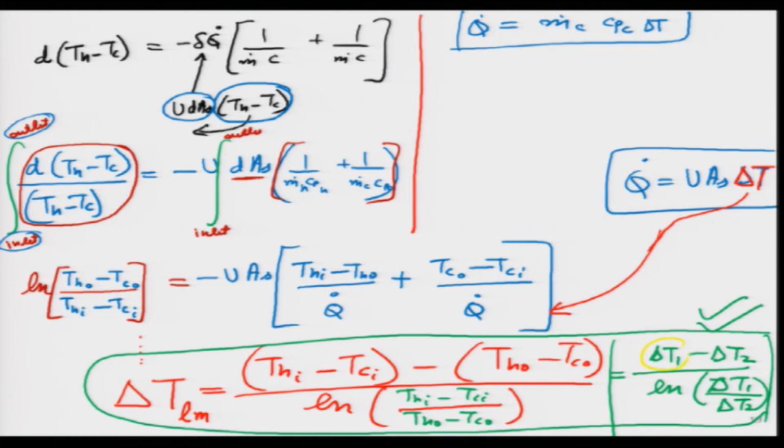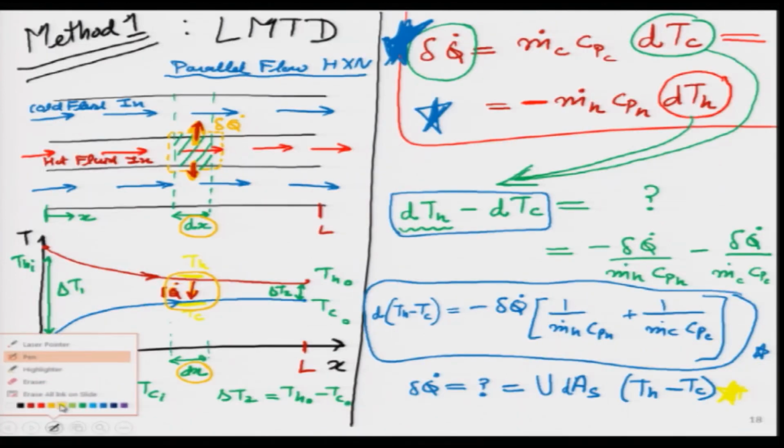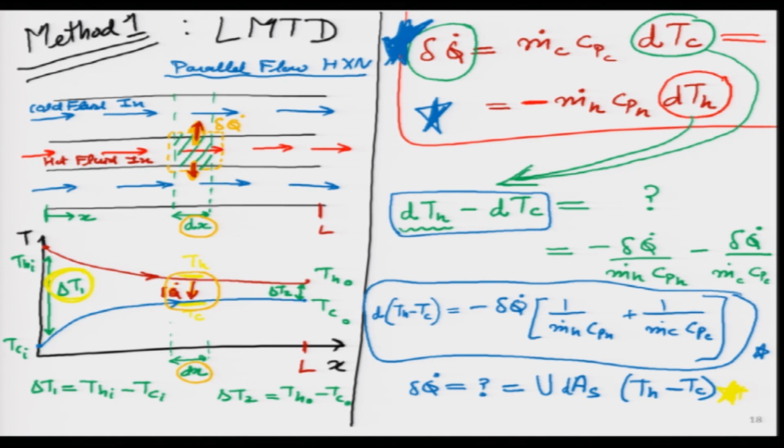What is the significance of this delta T1 and delta T2? Is there a way I can visualize it? So, the answer is yes, I can visualize it. Here we have visualized it. So, delta T1 is the temperature difference over here, delta T2 is the temperature difference at this point, which means delta T1 is the inlet temperature difference in the parallel flow, Thi minus Tci.